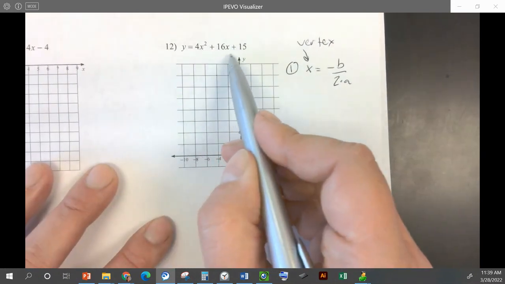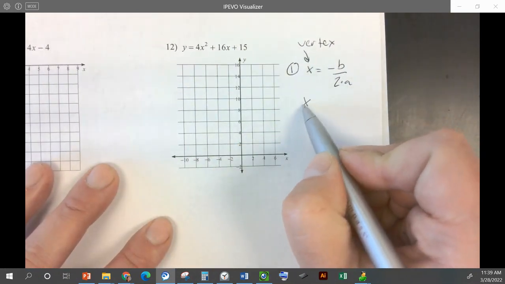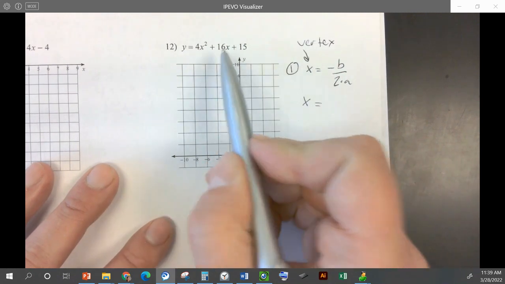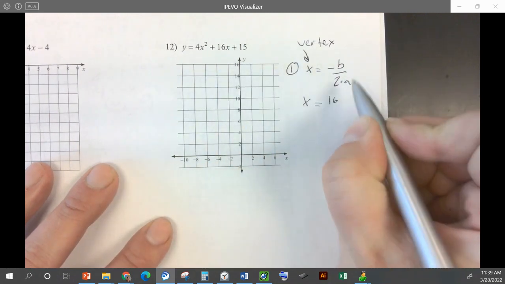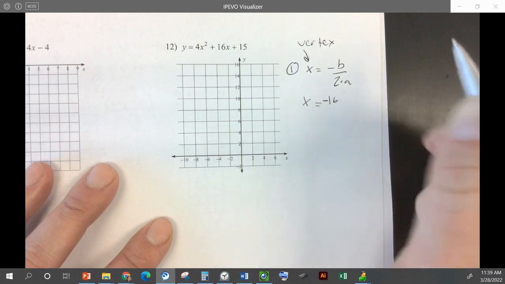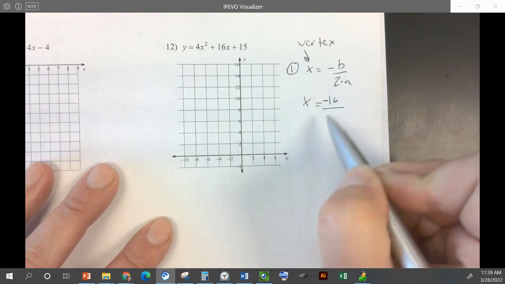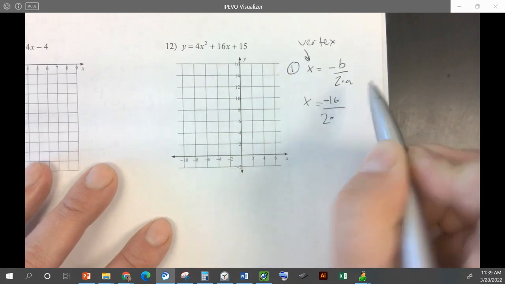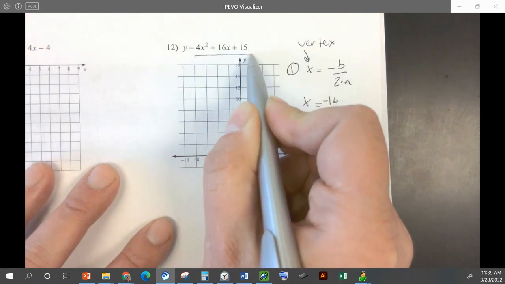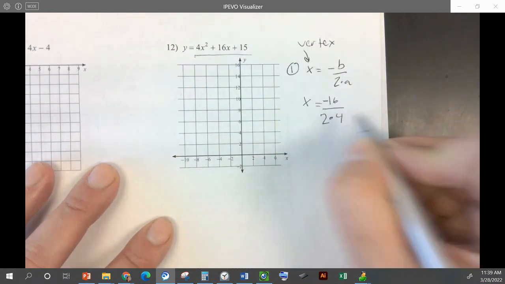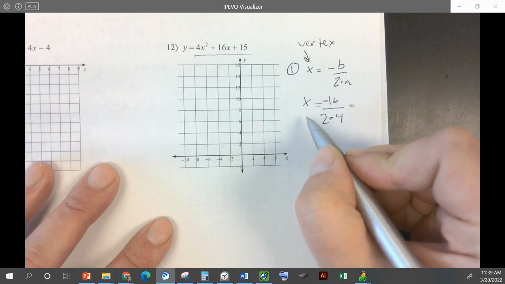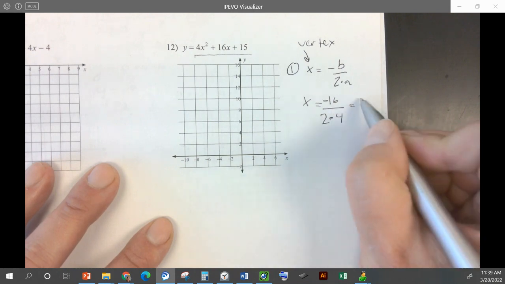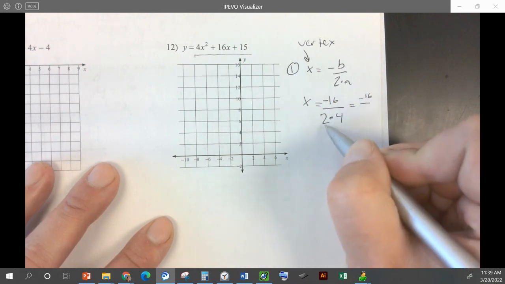Okay, how about on this problem? We need b. What's b? 16. Perfect. So b is 16, and this formula says negative b over 2 times a. What is a here? 4. Good, 4. So let's simplify this a little bit. So negative 16 on the top, divided by, what's 2 times 4?